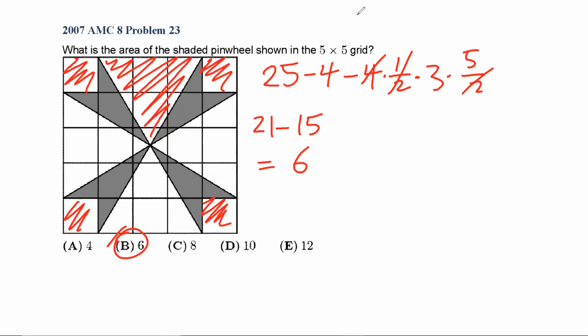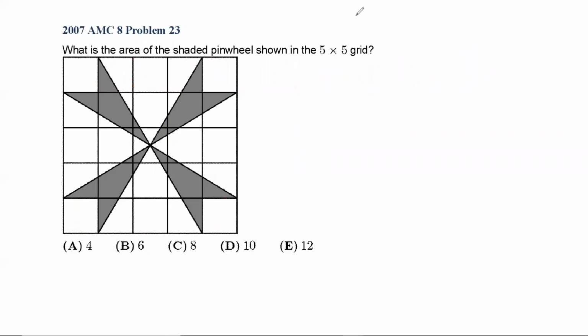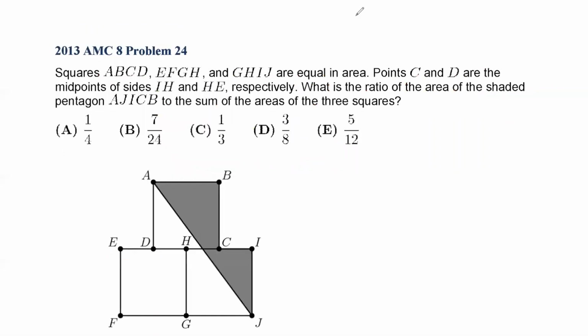Okay, so moving onwards. Squares ABCD, EFGH, and GHIJ are equal in area. Points C and D are the midpoints of sides IH and HE respectively. What is the ratio of the area?